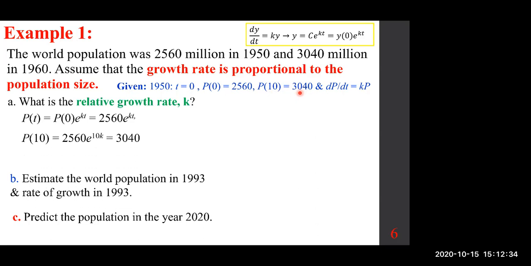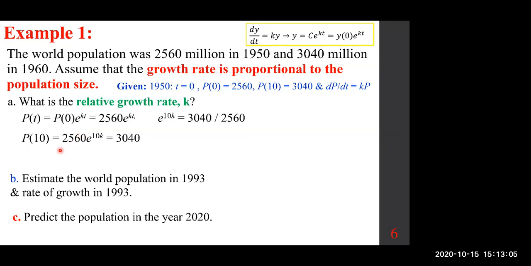P of 10 is 2560 e to the power of kt. What do you replace the t with? 10. The t is replaced with 10, is 3040. This becomes an intermediate algebra equation class. You are solving for k, you are solving for the exponent, and you need to do your algebraic techniques. First and foremost, get rid of 2560. So you're going to divide by it.